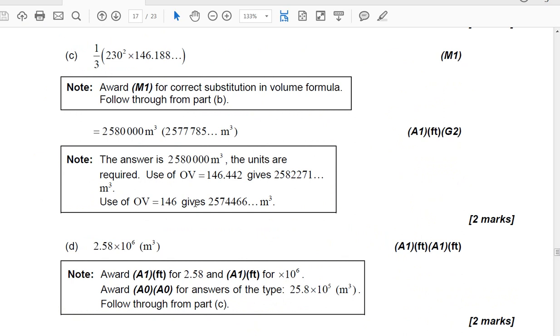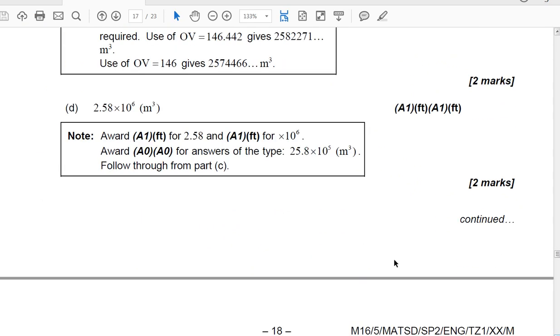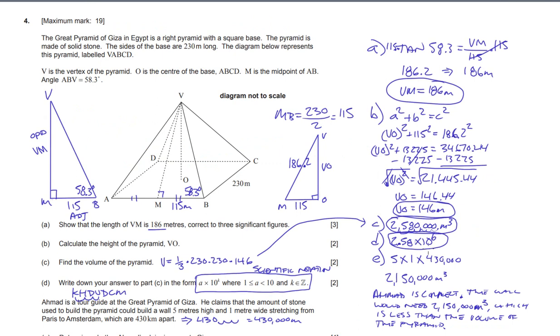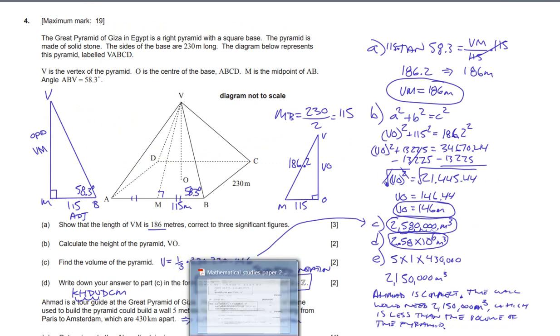Let's see, we're okay on that. Part D is 2.58 times 10 to the 6 meters cubed. I believe we had that, 2.58 times 10 to the 6. I didn't put the meters cubed on there. I really should. It didn't look like they were going to take points off for that, but it's just better to put that on there so we get all of our points.